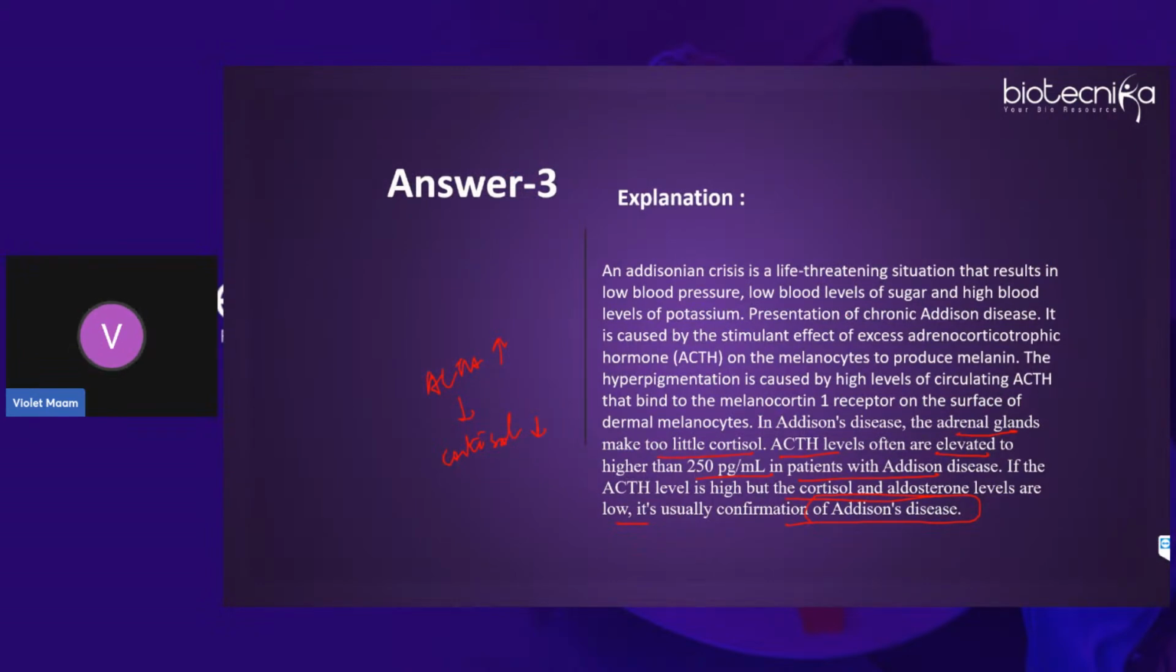And I have written more about what happens in chronic Addison's disease. There is a stimulant effect of excess ACTH on the melanocytes to produce melanin. So hyperpigmentation is caused by high levels of circulating ACTH that bind to a receptor known as melanocortin 1 receptor, which is present on the surface of dermal melanocytes. That is why it leads to hyperpigmentation. It is a life-threatening situation that results in low blood pressure, low blood levels of sugar, and high blood levels of potassium.